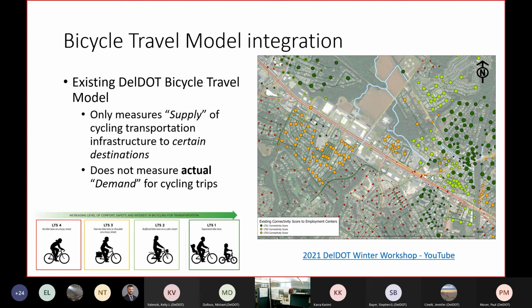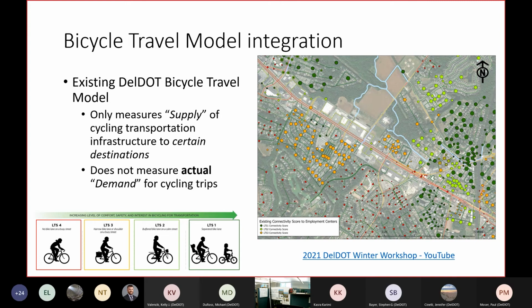However, this is what I think Mike told me is called a supply model, where we're not looking at how many people are actually biking. We're just looking at how well connected your house is to destinations by transportation options. And in some cases, they're not connected, right? If you don't see a dark green dot here, that means you're not connected at level 1. If you don't see a light green dot, not at level 2. So some people just don't have good bicycle access to destinations.